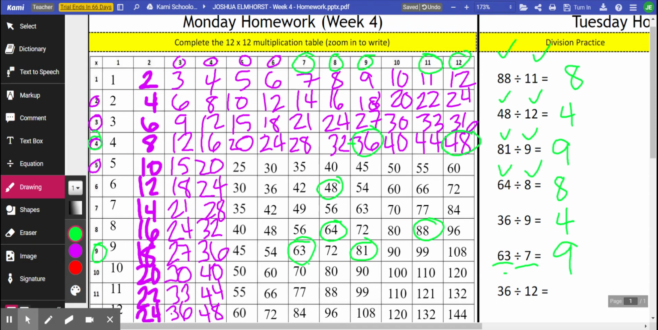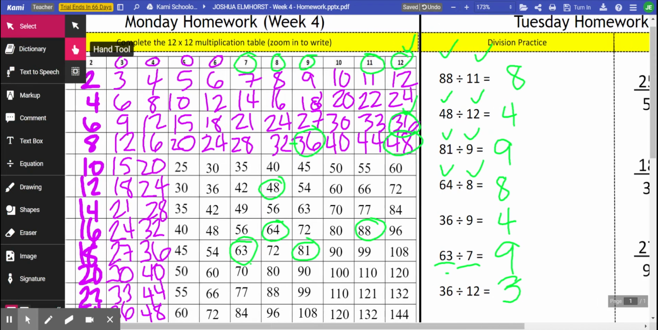And 36 divided by 12, go over to your 12s, find 36. So we got 12 being divided into 36 takes you back to your multiple of 3. So 3 times 12 is 36. So 36 divided by 12 will take you back to 3.